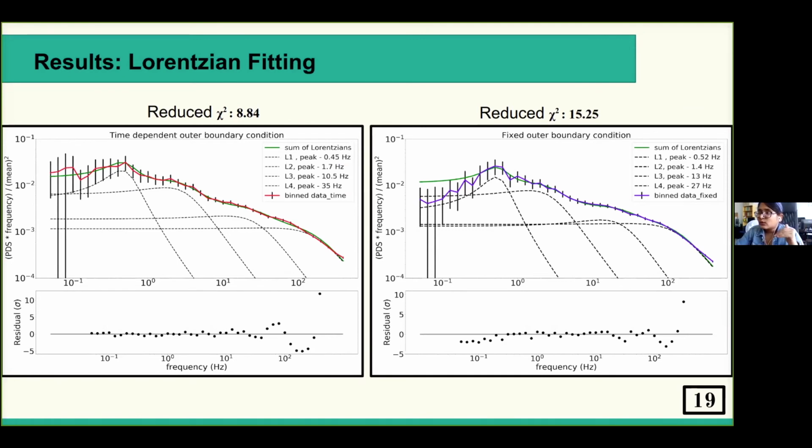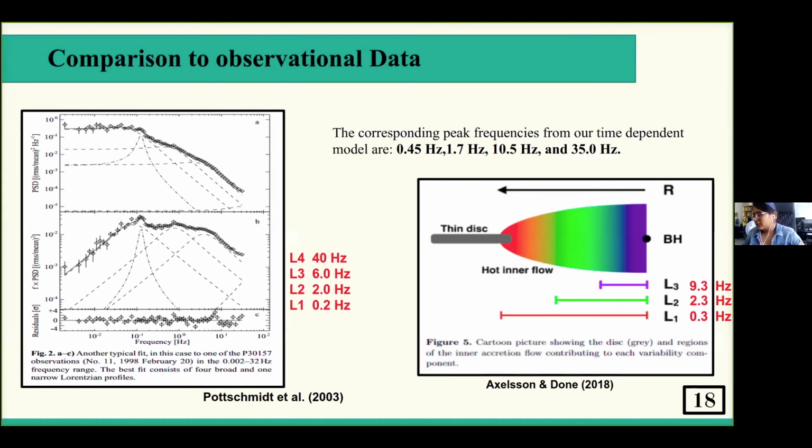The chi-square values are higher in our model due to very small statistical errors in the high frequency part in the PDS. They are actually dominated by the highest frequency point. So below 100 Hertz, the deviations in the individual bins are of order 2 sigma or smaller, very similar to the data residuals shown in Pottschmidt et al.